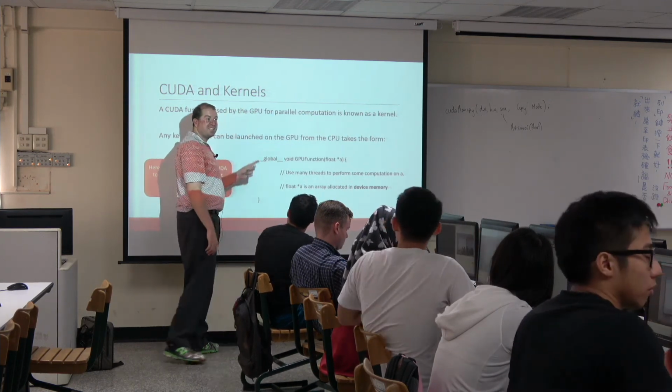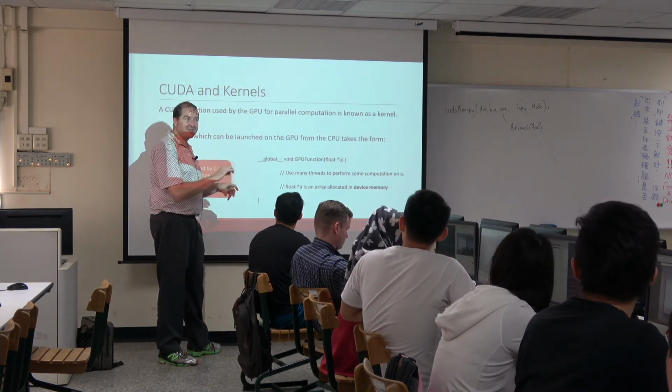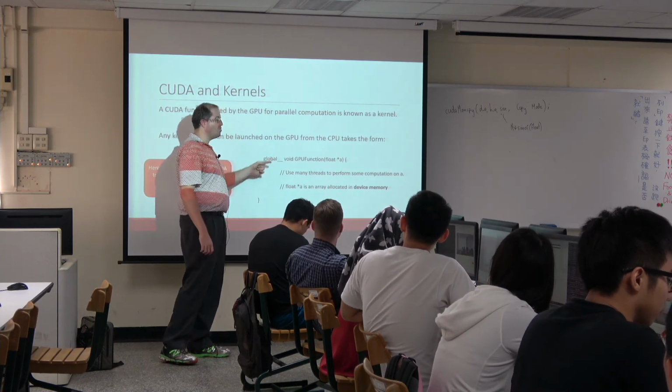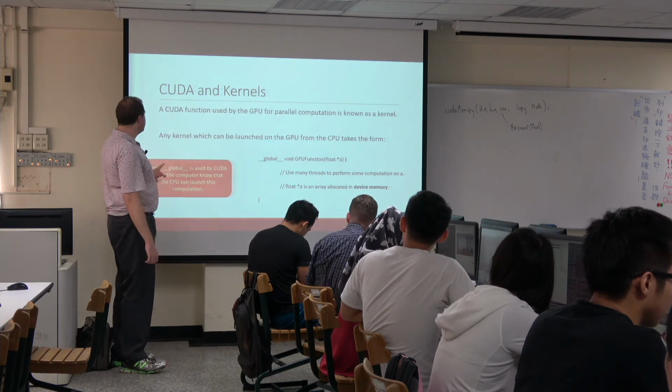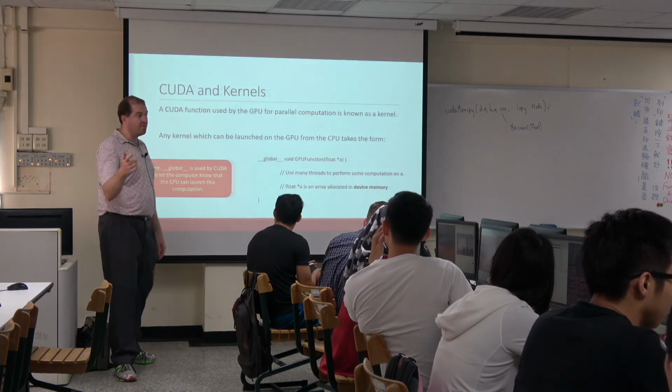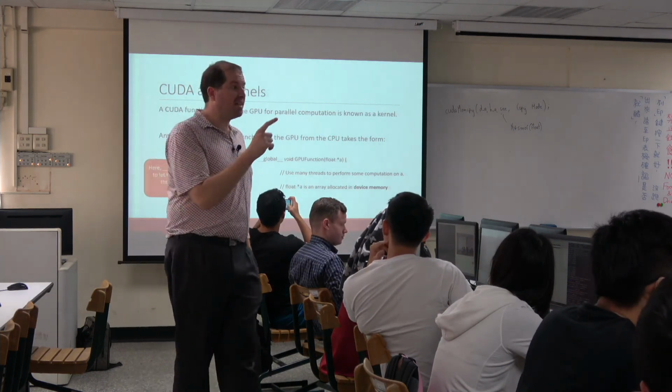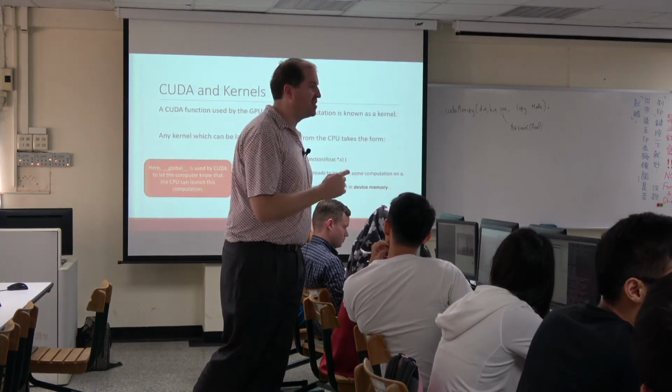I know that you guys are going to take pictures of this and then try to type the code. 2 underscores, 2 underscores, global. What does global mean? Global is used by CUDA to say to the computer that this kernel will run on the GPU, but it is the CPU who told us to do it.